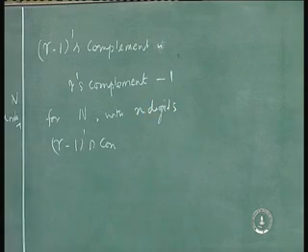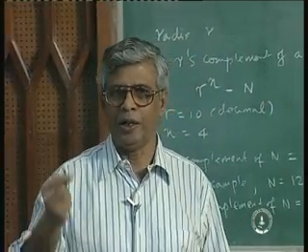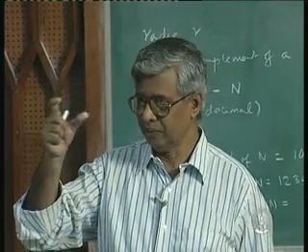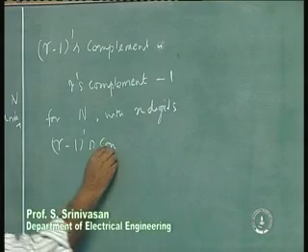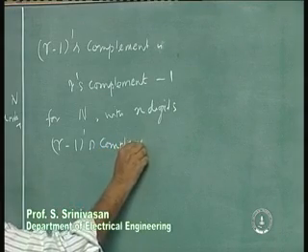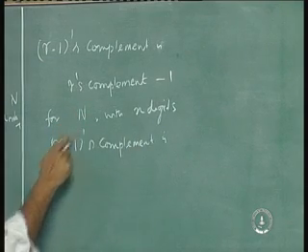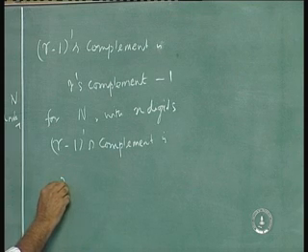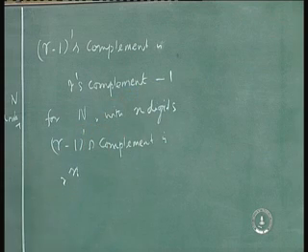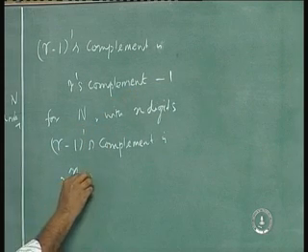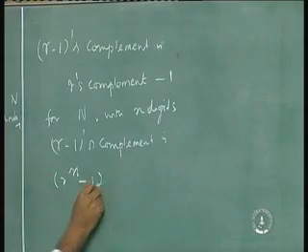Again, I could have probably used p digits or something, but my choice is n, but it doesn't matter. Small n is the number of digits, capital N is the number. I don't think there is any confusion in that. R minus 1's complement is, in this case, you can write it as r power n, since I have to subtract 1 from it, r power n minus 1. From this I subtract N.